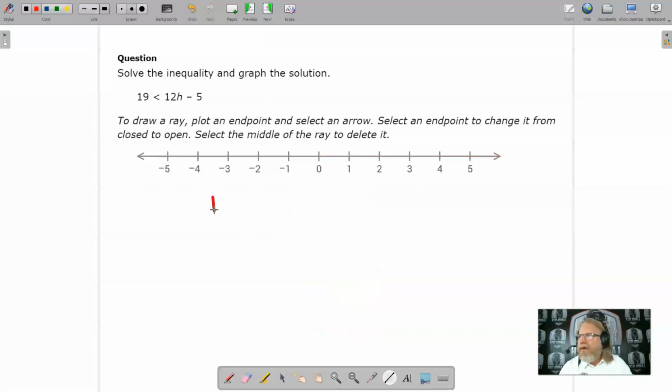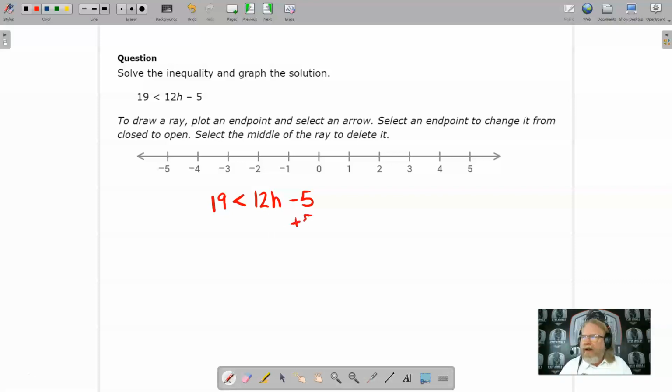On the next one, we have 19. I'm trying to write with a line again. Works well for a 1, but it's not going to work well for a 19. 19 is less than 12h minus 5. So let's get rid of this negative 5. And also notice that our variable h is now on the right side of the inequality, but we'll deal with that after we find out what h is greater than or less than. So we'll deal with that part in the later portion.